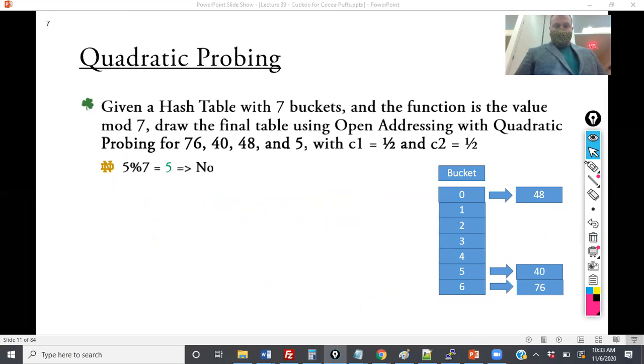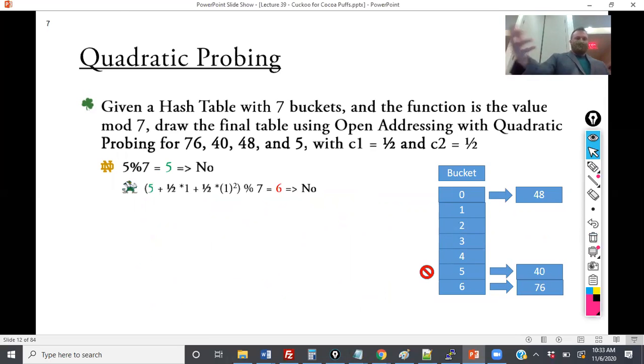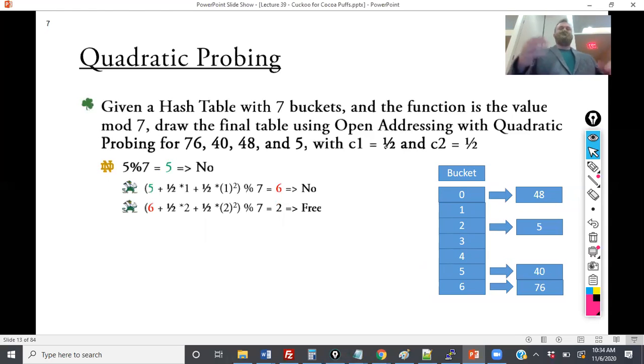So for those of you in the chat, I couldn't quite hear the response in class. Here's what was said. We take that initial value, 5. The first iteration is 1, so it's going to be 1/2 times 1 plus 1/2 times 1 squared, which gives 6, and that's not full. So we take 6, and then we do 1/2 times the second iteration plus 1/2 times second squared, and that's going to give us 9. 9 mod 7 is 2, and that bucket is free. Okay, so that's a 100% correct answer. Good job.